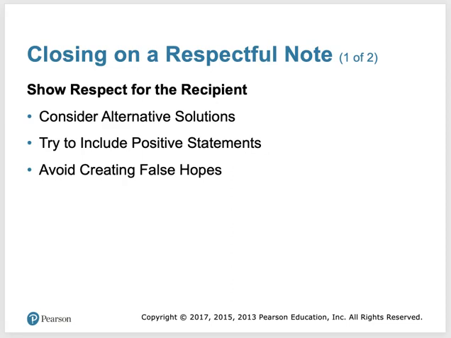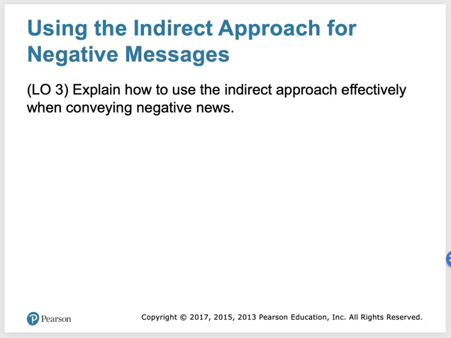Look for opportunities to, of course, include positive statements, even though you're giving bad news, but avoid creating false hopes. All right, and moving on to learning objective number 3, explain how to use the indirect approach effectively when conveying bad news. So the indirect approach helps your reader prepare for the bad news by outlining the reasons for the situation before presenting the bad news itself.